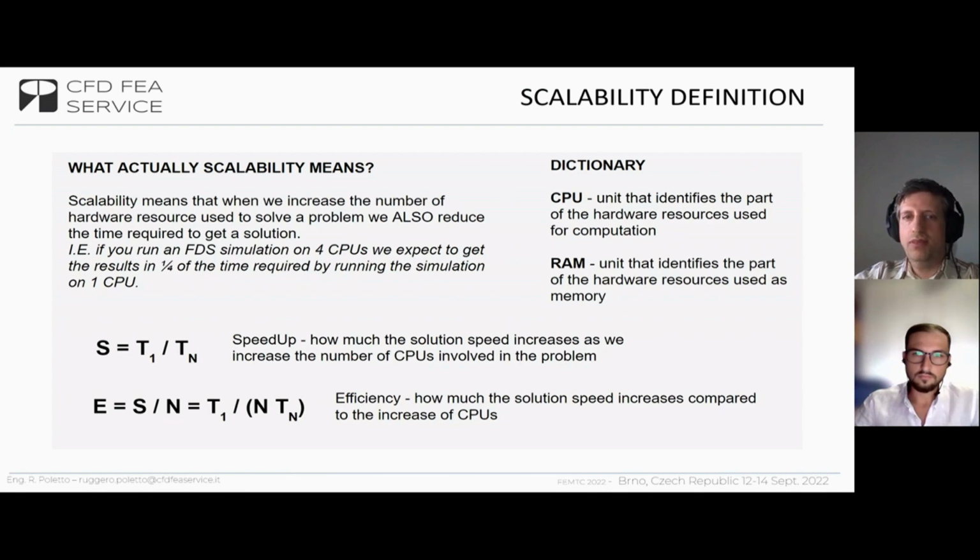This is the concept of scalability, and by hardware resources, what we usually mean is the CPU, which identifies the part of the hardware resource used actually for the computation, and RAM, which is the memory used in the computation, the memory which is going to be used in order to allocate the mesh.